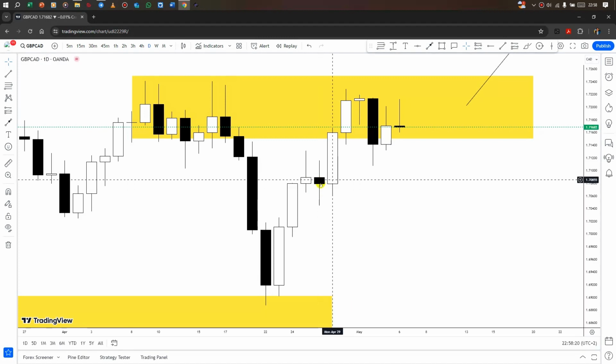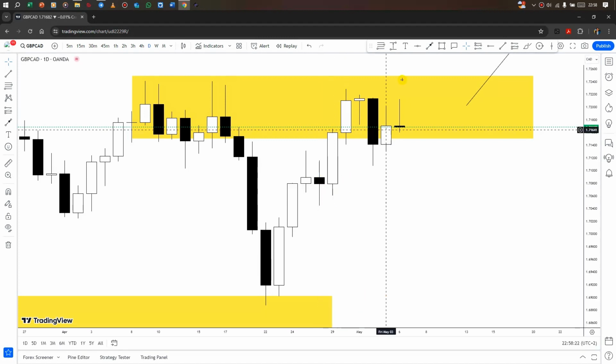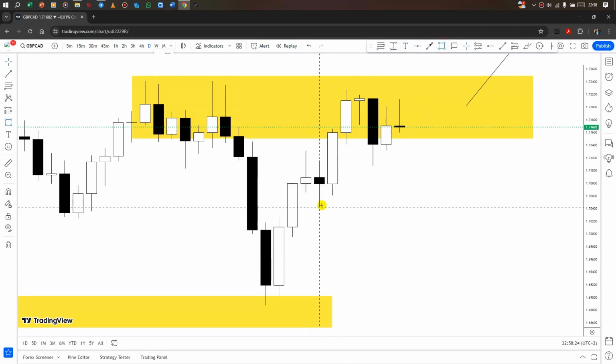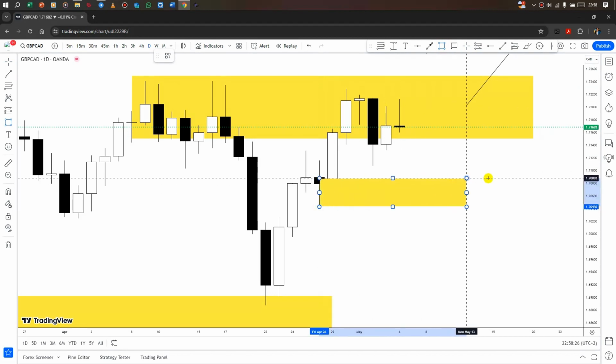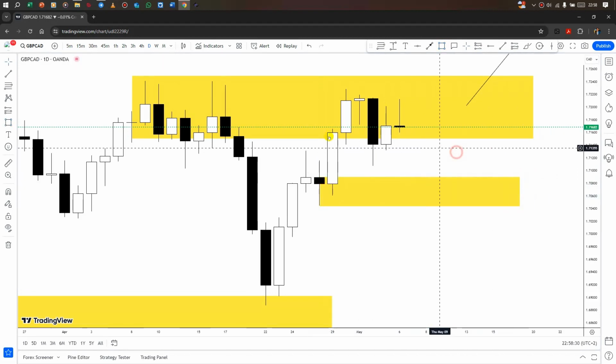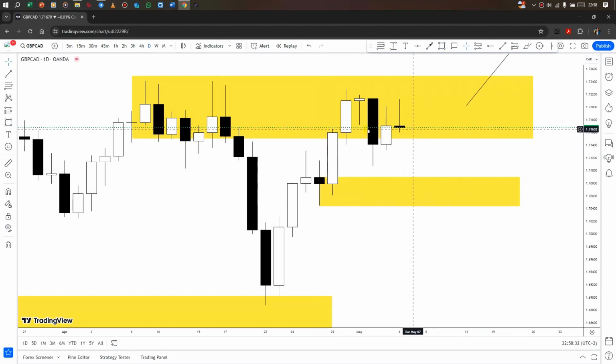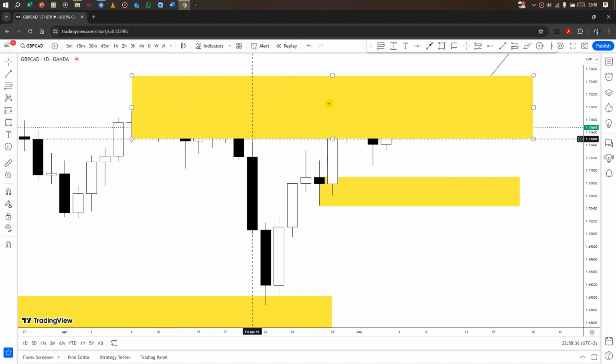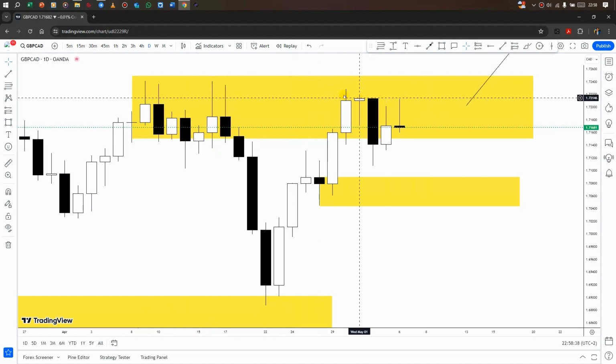As you can see, we have this daily demand zone here, which is fresh. Okay, so we'll focus on this daily demand zone here as our buying area, so you can get rid of this weekly supply zone here, which we were looking at.